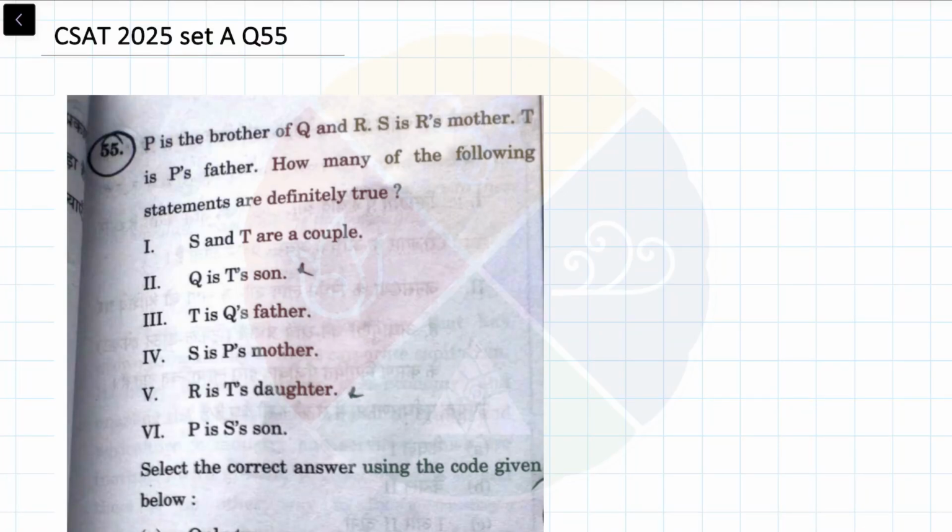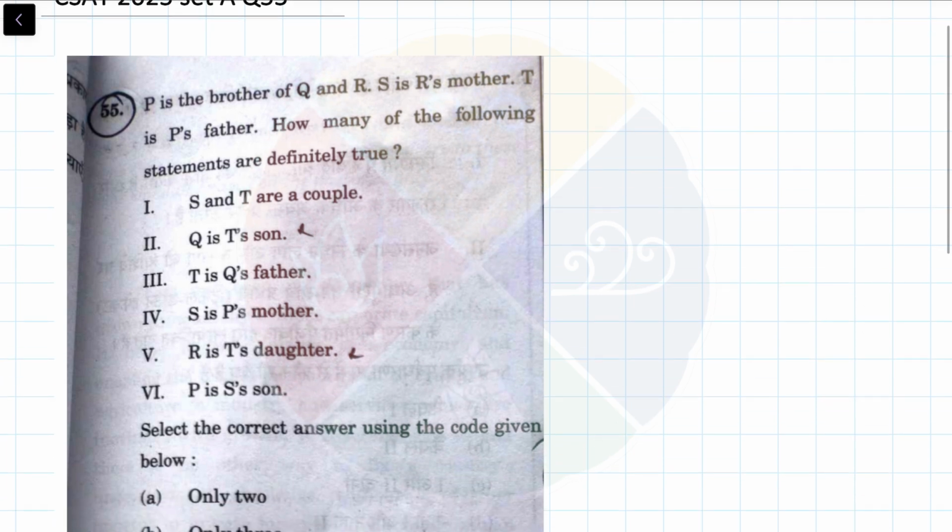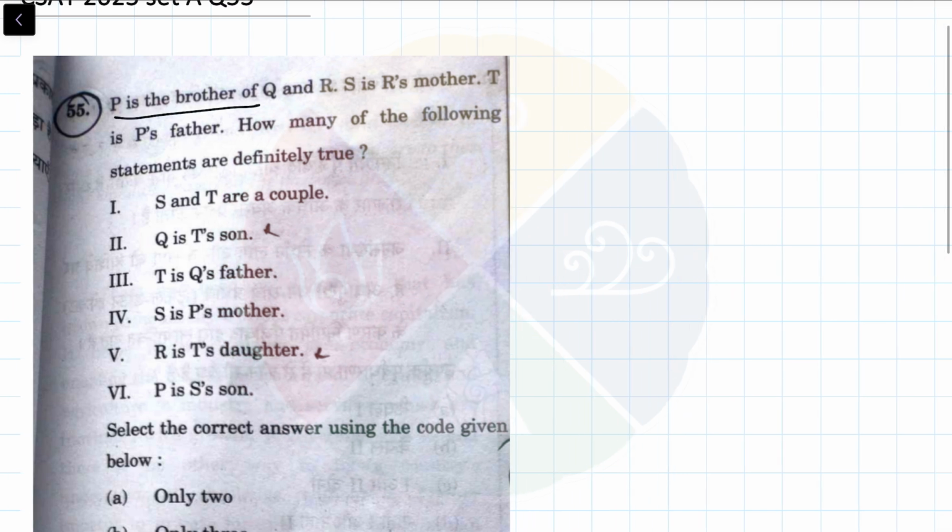Now this is a very simple problem from relations. P is brother of Q. So P is a male guy. If he is a brother, he is a male. I represent males by a triangle. His brother, they have the same parent.